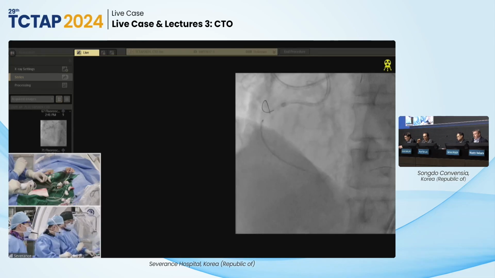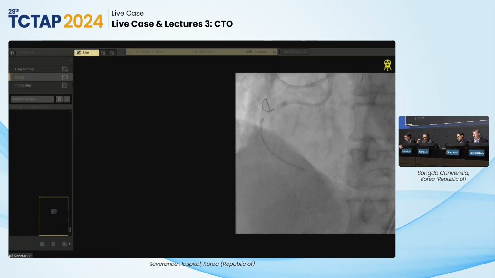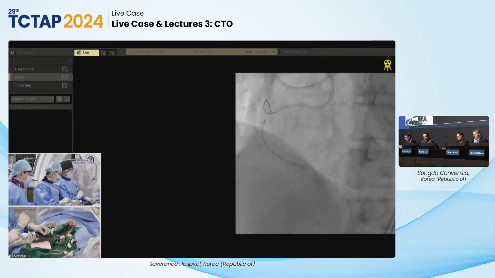Yeah. Which stent do you have? Which size? 3.0 by 46.